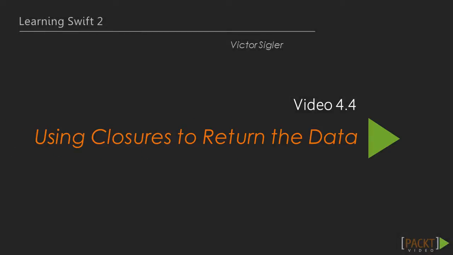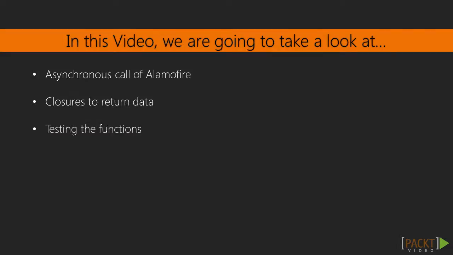Hi, and welcome to the final video of Section 4, Using Closures to Return Data. In the previous video, we looked at how to parse JSON using SwiftyJSON. In this video, we're going to take a look at why Alamofire makes requests to the API using asynchronous requests. We will learn how to return the data using closures. And finally, we will test the call to functions using closures.